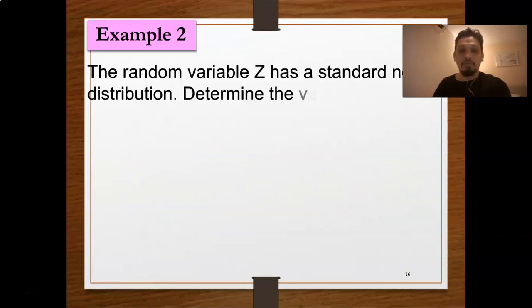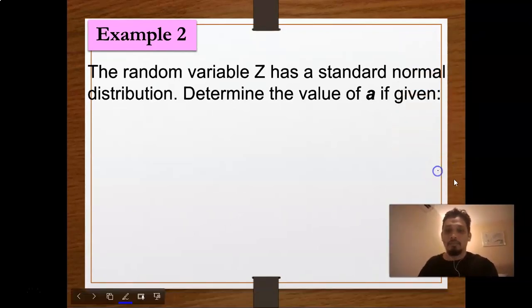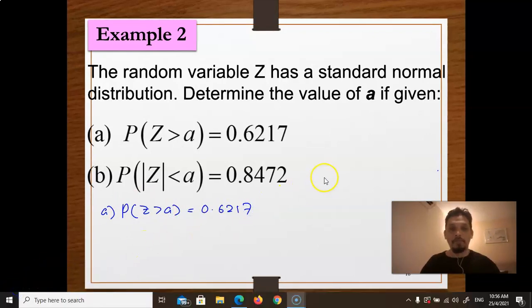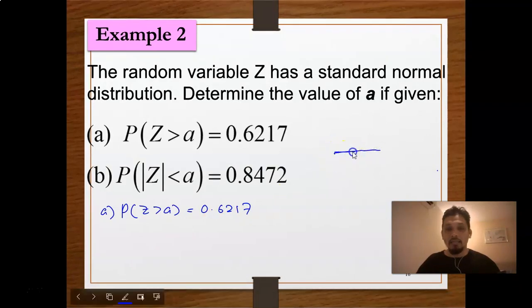Example 2. So for this one here now, class, the way we solve this is different from the previous. Let's say the first one then. For A, probability of Z greater than A equal to 0.6217. Class, we refer to the previous notes, as I mentioned just now.